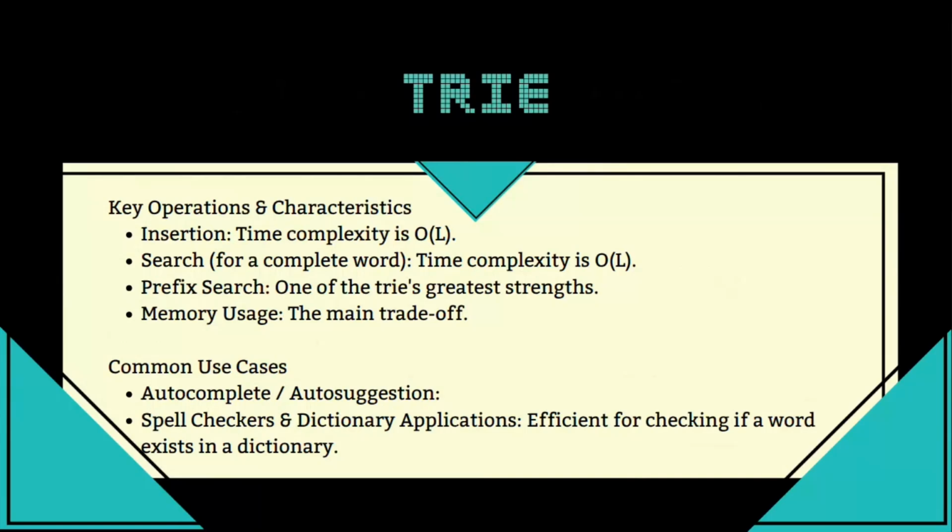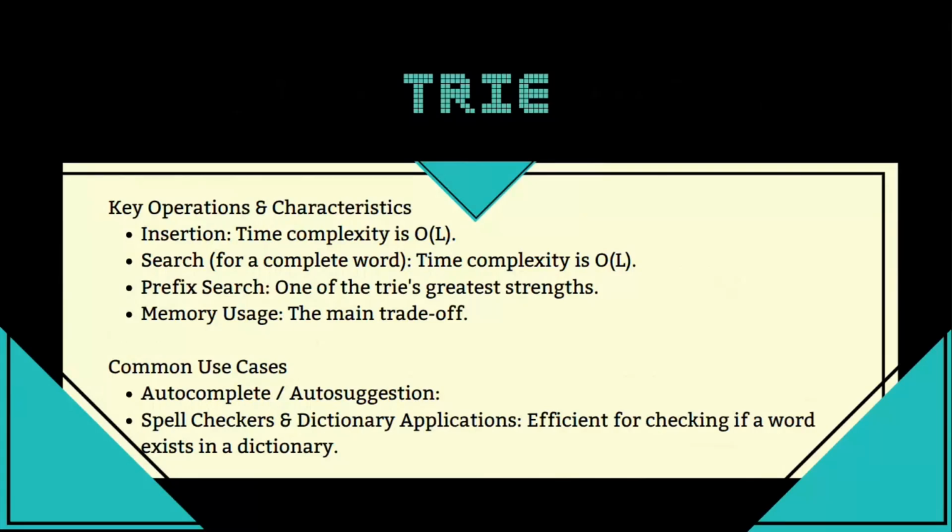Memory usage. The main trade-off. A simple trie can consume significant memory because each node may have many null pointers. This leads to variants like compact tries or radix trees that compress chains of nodes with single children.